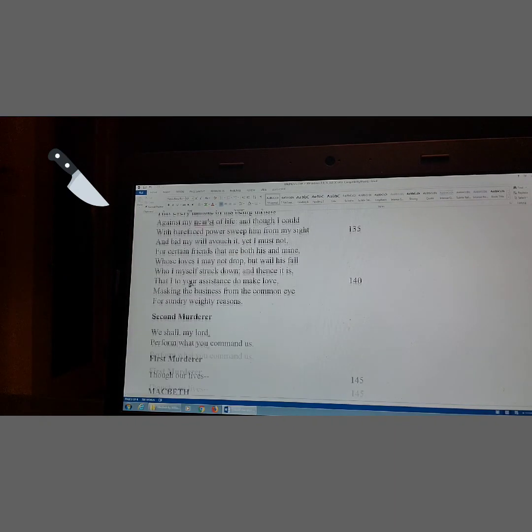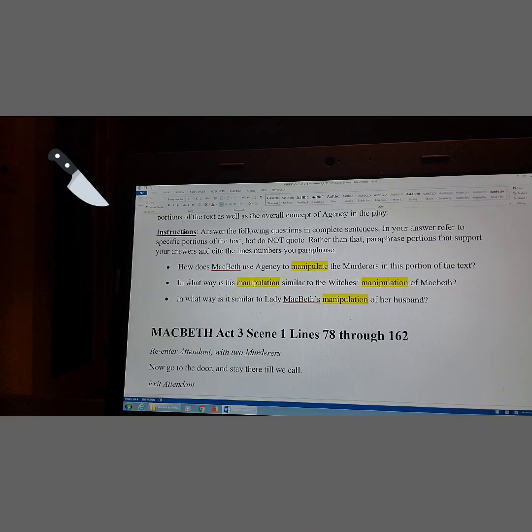Alright, so I left another doc, and with each doc, you're going to answer the questions that are here. So again, how does Macbeth use agency to manipulate the murderers in this portion of text?